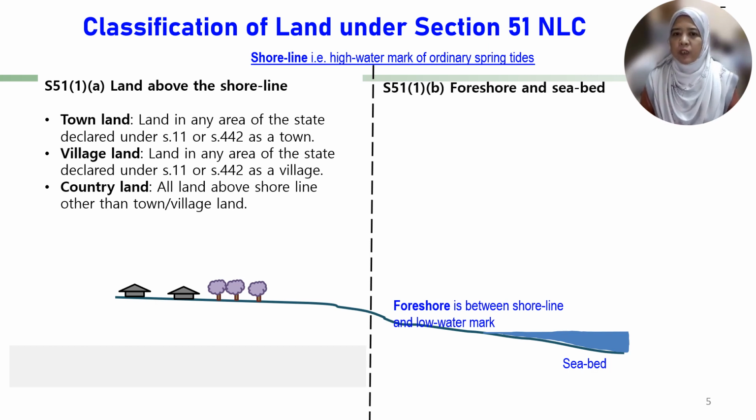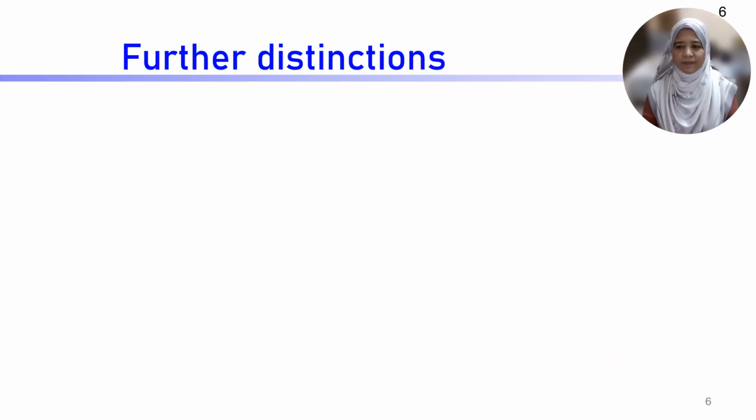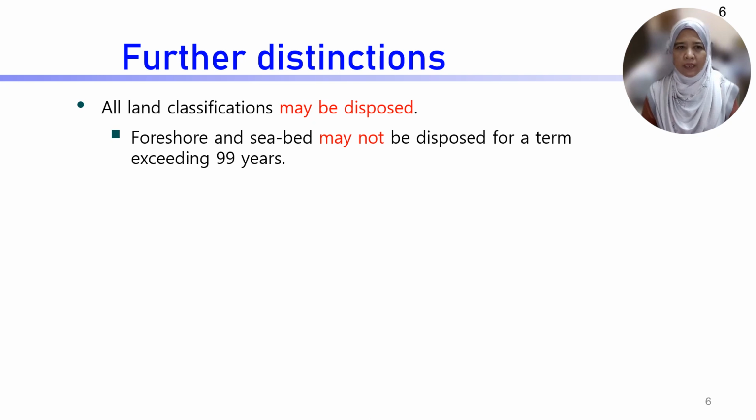Now, foreshore and seabed are governed by Section 51(1)(b). Foreshore means pantai, seabed is dasar laut. Now, the Malay translation there, you can jot down: town land, tanah bandar; village land, tanah pekan; country land, tanah desa; foreshore, pesisir pantai; and the seabed, which is dasar laut. Now, all land classifications may be disposed. Again, we look at the definition of land disposal. We know from before that land can be disposed by alienation and by non-alienation, right? That's the term that I use in class, non-alienation.